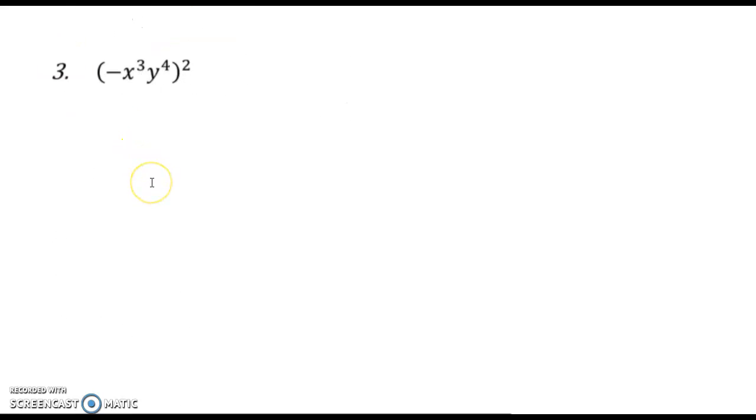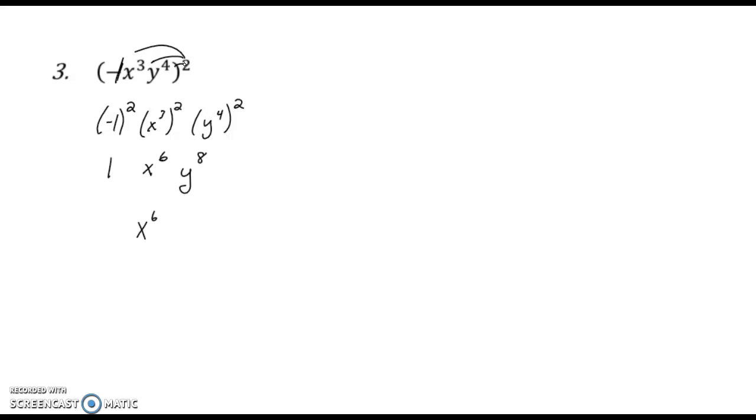All right, on to number 3. Whenever you have a negative, I would really advise you to put this as -1. All right, now let's distribute the square to everything. So put -1 squared, x to the 3rd squared, and y to the 4th squared. So -1 squared is -1 times -1. That's +1. X to the 3rd squared, you multiply the powers, you get x to the 6th. And y to the 4th squared, you multiply the powers, and you get y to the 8th. So you don't have to write the 1, so you get x to the 6th times y to the 8th, and that is your solution.